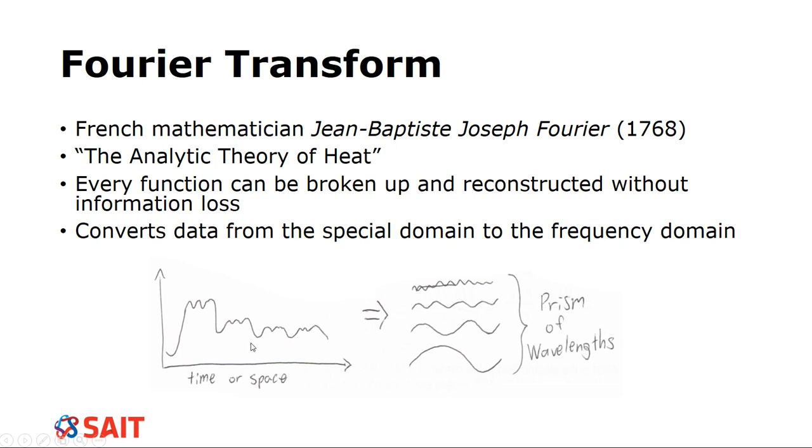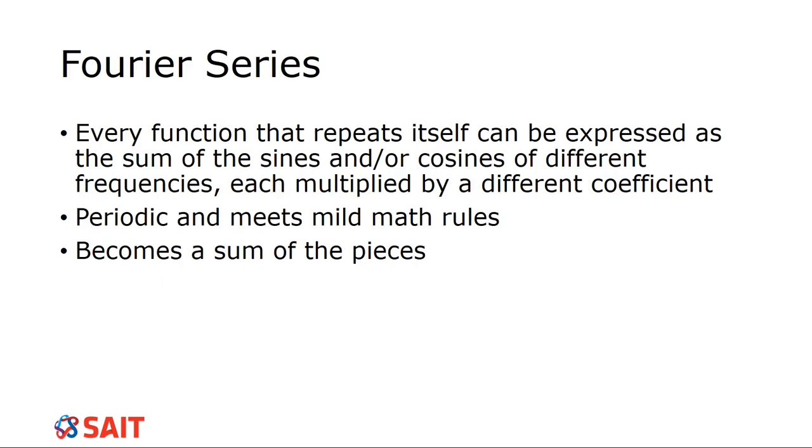What he says here is that, just like with visible light, if you take a prism and shine light through it, it's going to spread out. You're going to see all the different wavelengths that come out of that and make that rainbow, right? So what he says is you can definitely do that with any function. It takes this in time or space and converts it into the frequency domain. So we're looking at all these different frequencies.